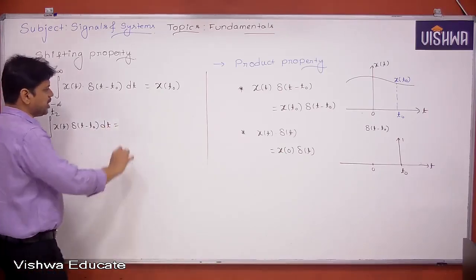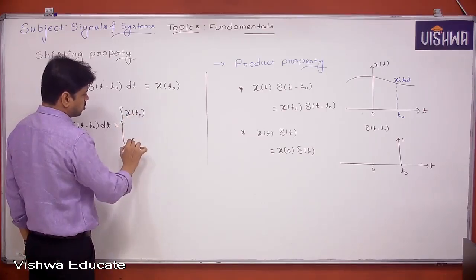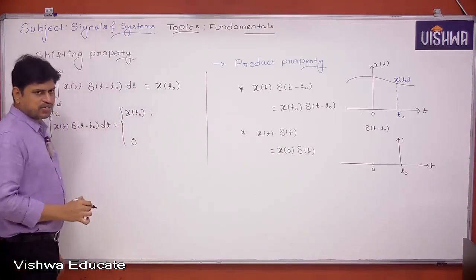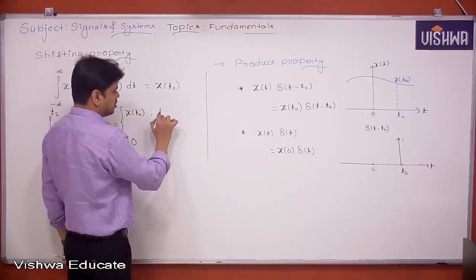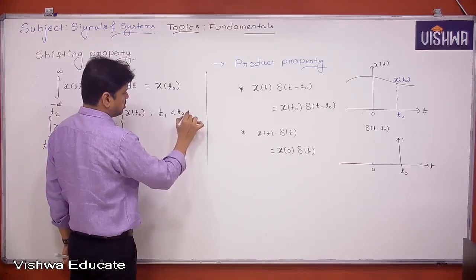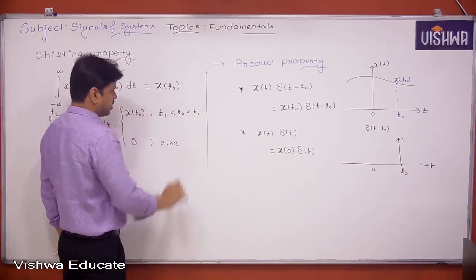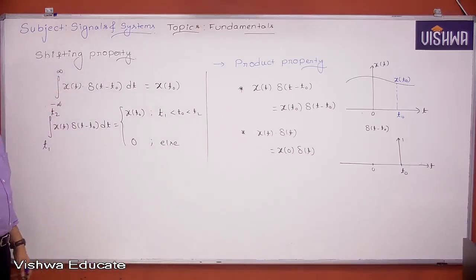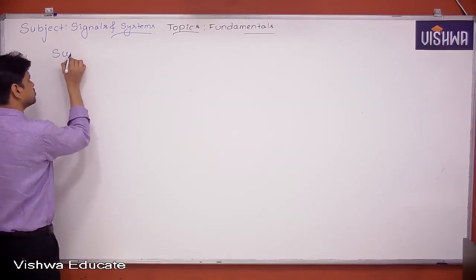This value may be x of t naught, or this value may be 0. The value is x of t naught if the impulse function lies between t1 and t2, that means t1 less than t naught less than t2. Else its value is equal to 0. So whenever you see integrations, just observe the limits so that you can understand whether its value is 0 or x of t naught. Okay. Summary.